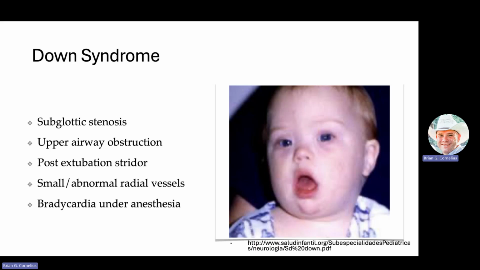Other kind of weird findings you'll see, they tend to have either small or abnormal radial arteries. So we will commonly use other access points if we are putting in arterial lines, usually down in the dorsalis pedis. You may also see an increased incidence of bradycardia under anesthesia.